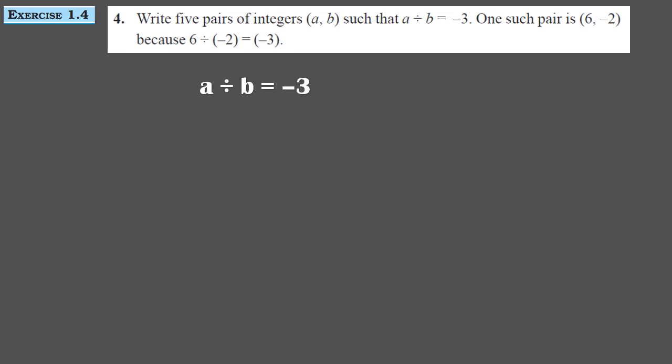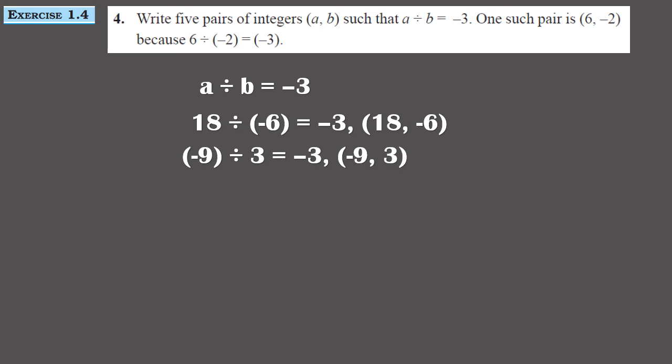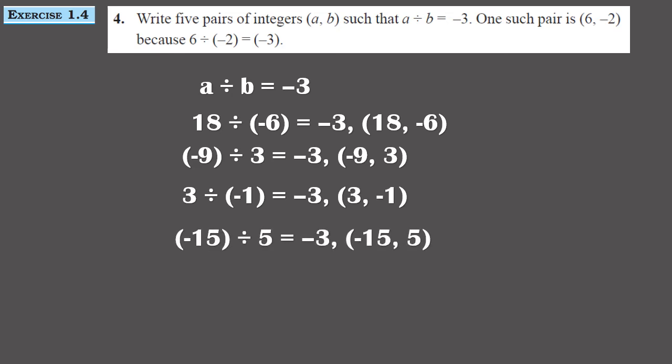So a divided by b should be minus 3. So 18 divided by minus 6, minus 3. One of the integers should be negative, so that you will get the answer negative. Minus 9 by 3, minus 3. 3 divided by minus 1, minus 3. Minus 15 by 5, minus 3. 12 by minus 4, again minus 3. So these are 5 pairs of integers: 18 and minus 6, minus 9 and 3, 3 and minus 1, minus 15 and 5, 12 and minus 4. These are the pairs of integers.